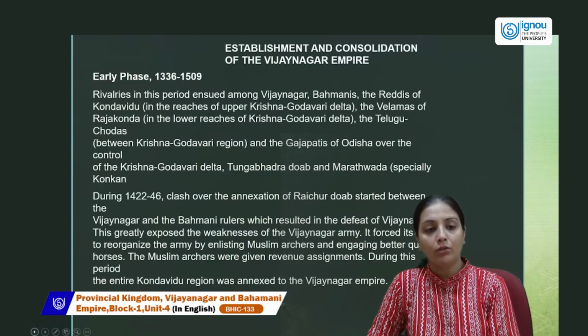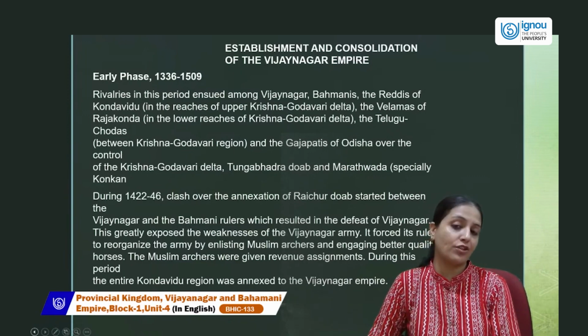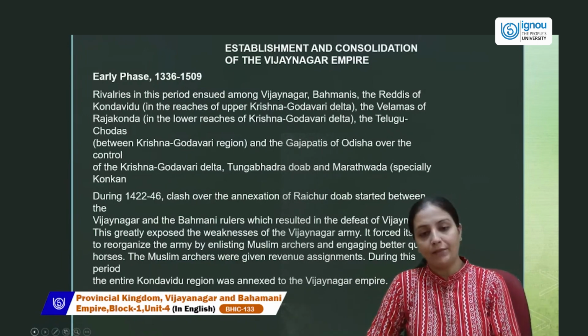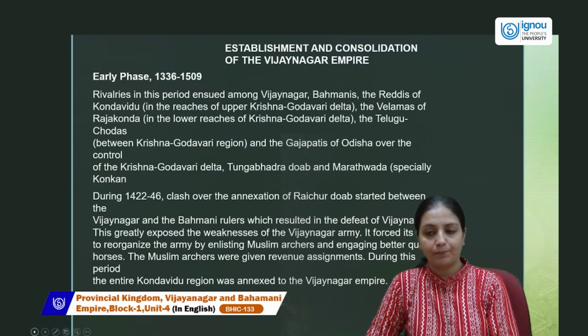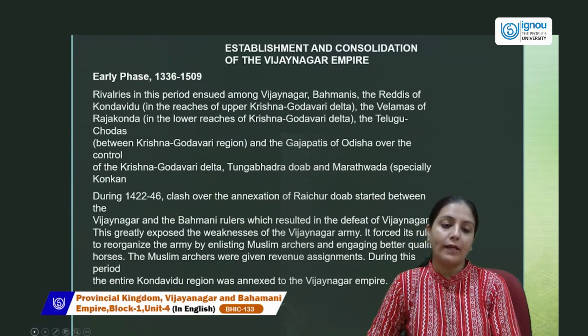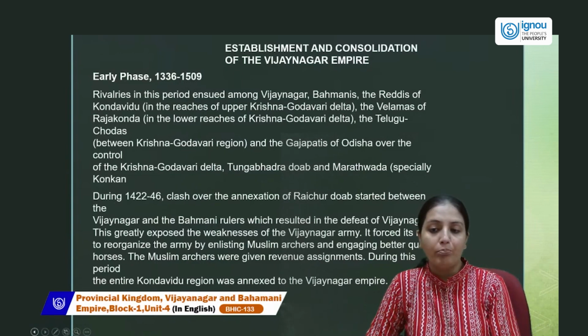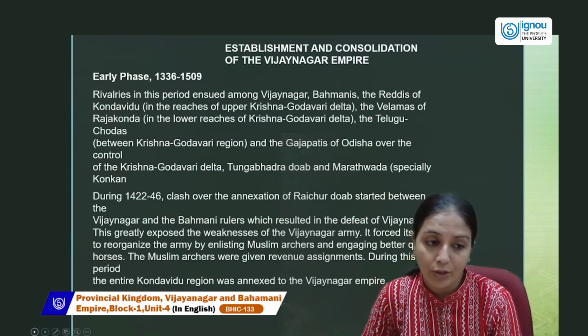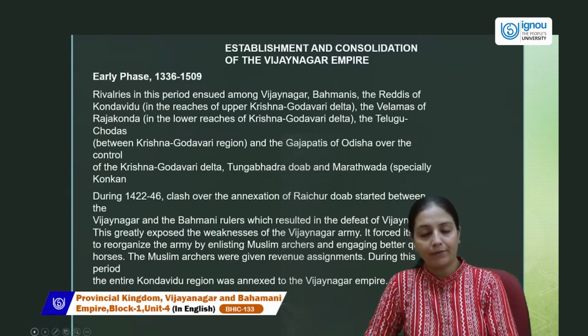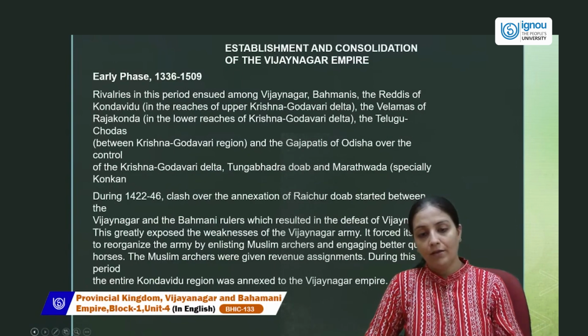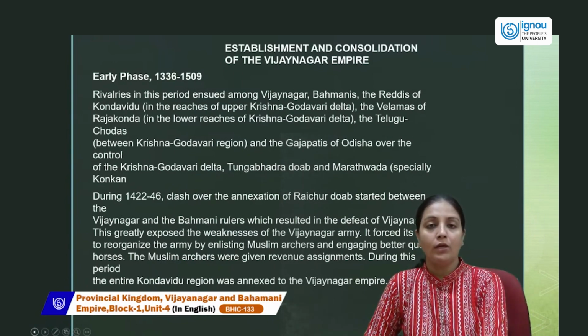During 1422 to 1446, clashes over the annexation of the Raichur Doab started between the Vijayanagar and Bahmani rulers, which resulted in the defeat of Vijayanagar. This exposed the weaknesses of the Vijayanagar army. It forced its ruler to reorganize the army by enlisting Muslim archers and acquiring better quality horses. The Muslim archers were given revenue assignments. During this period, the entire Kondavidu region was annexed to the Vijayanagar Empire.